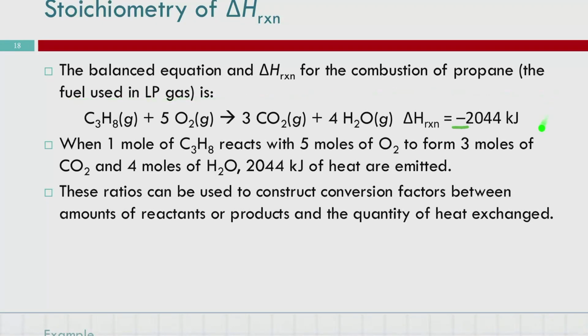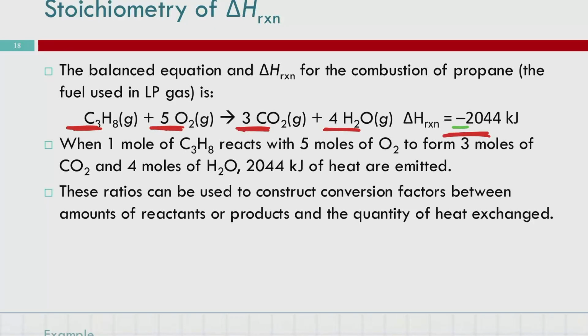So this is what you would be given: the balanced chemical equation and the delta H off to the side. When 1 mole of propane reacts with 5 moles of O2, it forms 3 moles of CO2 and 4 moles of H2O, and this amount of heat is released. So we can use ratios between any of these 5 quantities.